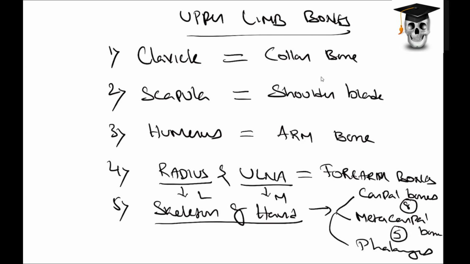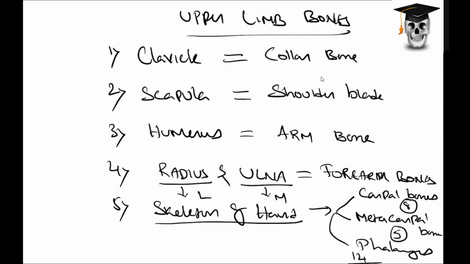Now, how many phalanges are there? 14. There are 3 in each finger and 2 in your thumb. So the total comes to 14: 3, 6, 9, 12, 13 and 14. Correct? We have 14 in number.